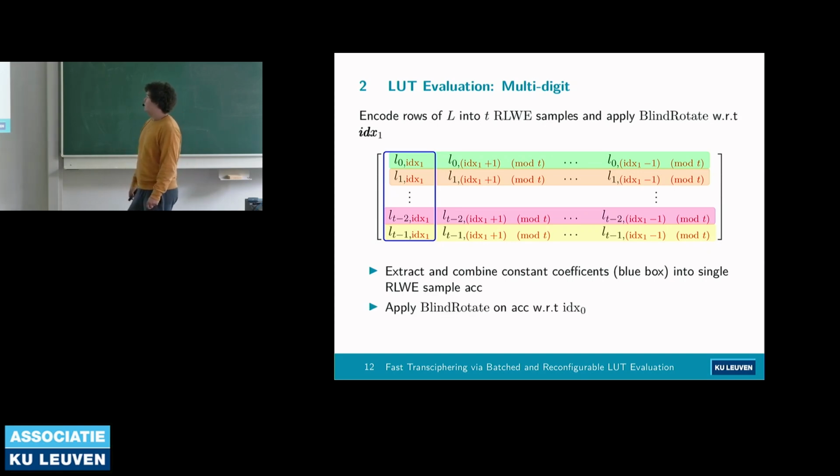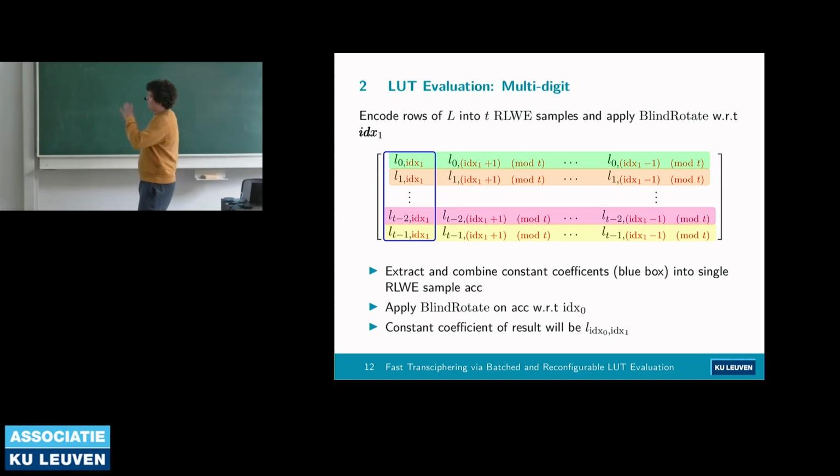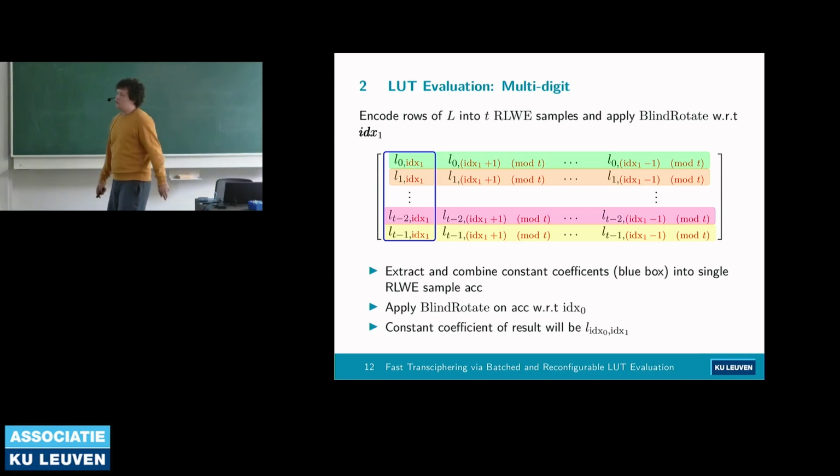And then the second stage is, well, we take this new ring LWE sample, apply the blind rotation with regards to the first index, and the constant coefficient of that will be indeed L at index 0, index 1. If this was a bit too abstract, you can just think of it as we have a matrix encoding the lookup table. First, we rotate the columns by the second index, and then rotate the rows by the first index, and then the 0, 0 slot contains our desired value.